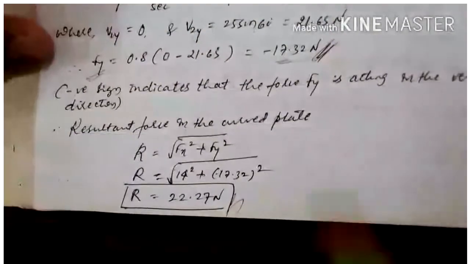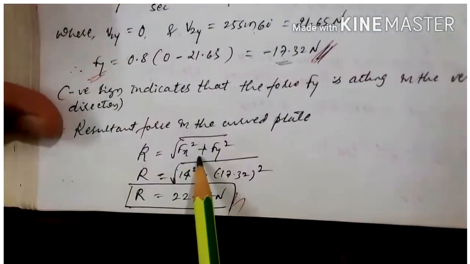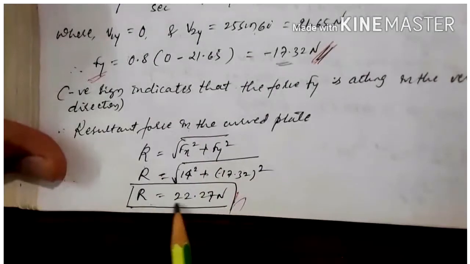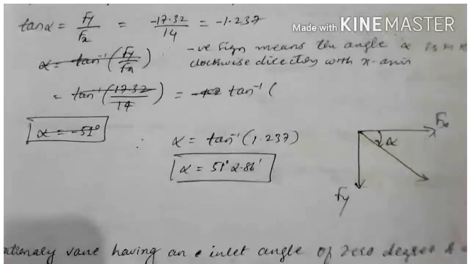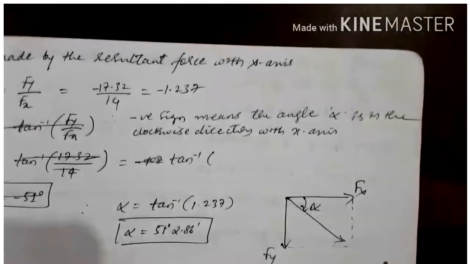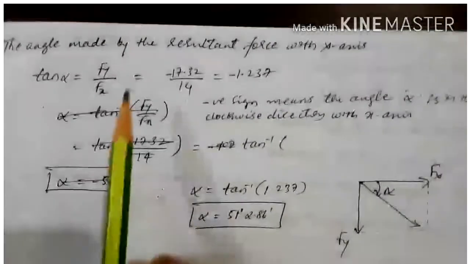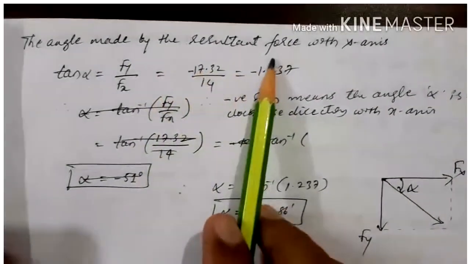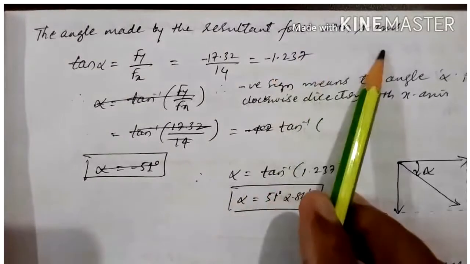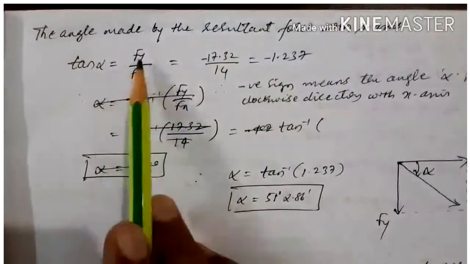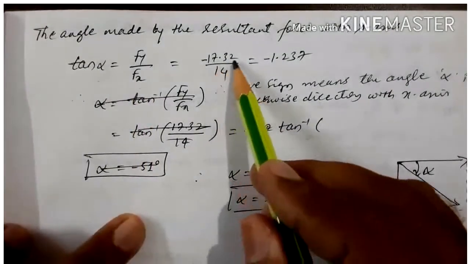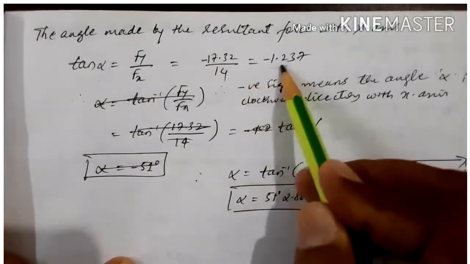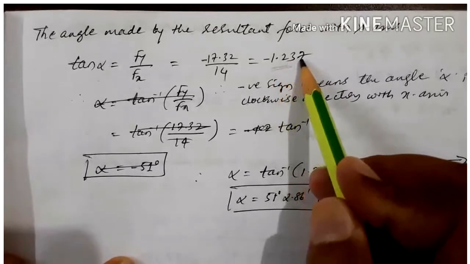Then the resultant R equals root of Fx square plus Fy square; the resultant will be 22.27 Newton. Okay, then calculate the direction of the resultant. The direction of the resultant is the angle made by the resultant force with the x-axis. Tan alpha is Fy by Fx, so minus 17.32 divided by 14, we get tan alpha is minus 1.237.